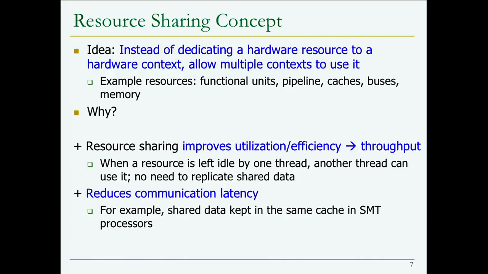It also reduces communication latency because, for example, if you are sharing data between different threads, you can keep all of that shared data in the same cache in a multi-threaded processor. SMT is simultaneous multi-threading. We may cover it later on. So these two are big benefits because you don't need to replicate the data across different caches, for example. And also, it's compatible with the shared memory model because that's what we're talking about over here. If you're sharing data, you're really sharing memory across threads.